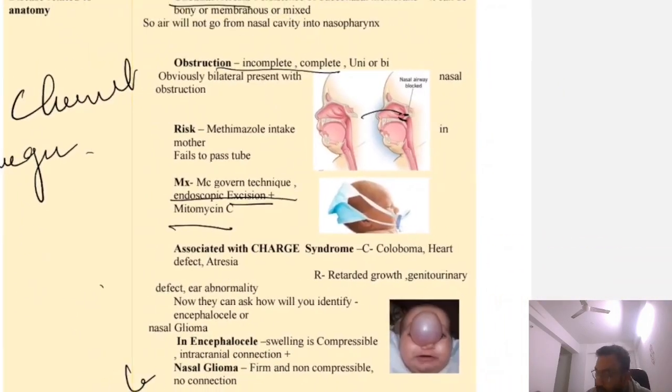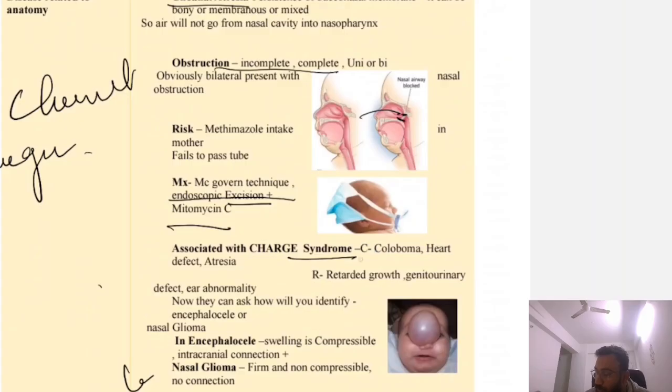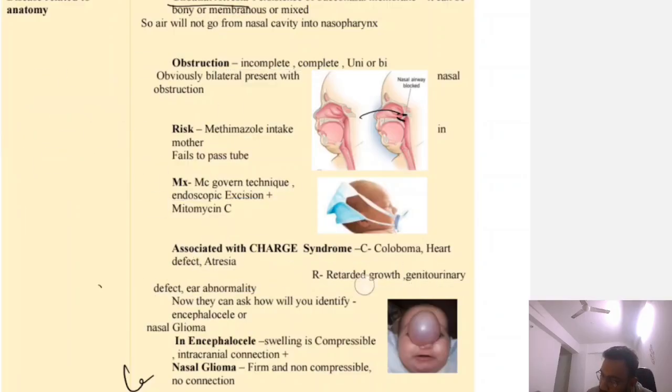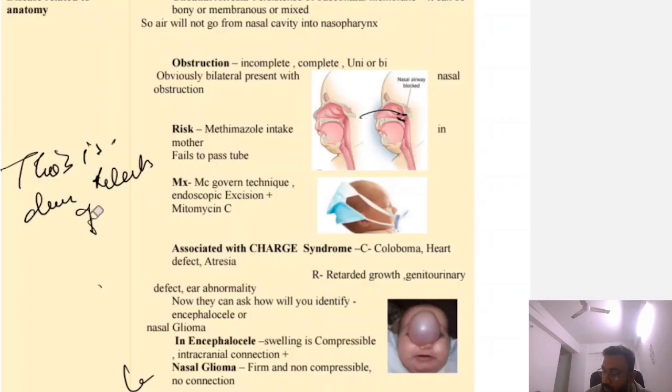It is associated with CHARGE syndrome. So what is CHARGE syndrome? C is for coloboma, H is for heart defect, A is for conal atresia, R is for retarded growth, and genitourinary defect, E is for ear abnormality. Okay, so this is conal atresia. This is a disease related to the anatomy, a distorted anatomy.